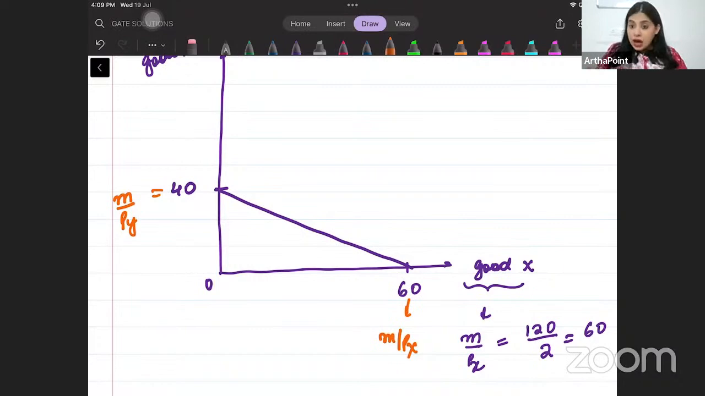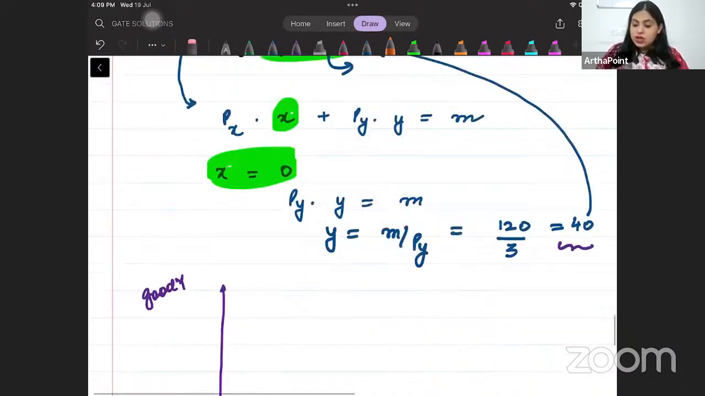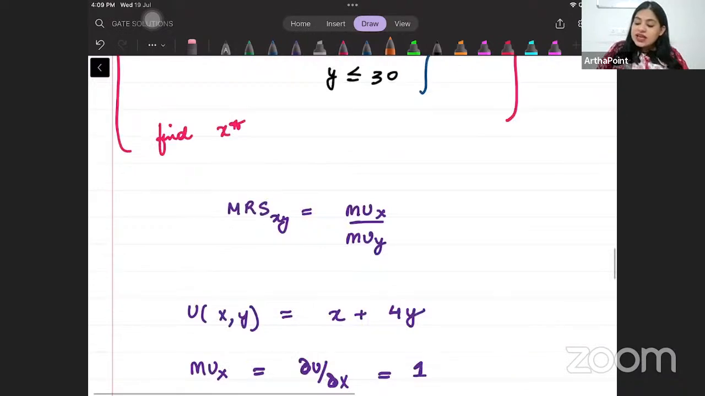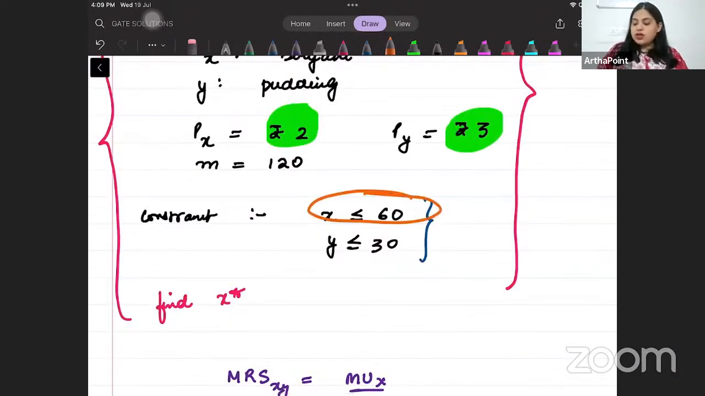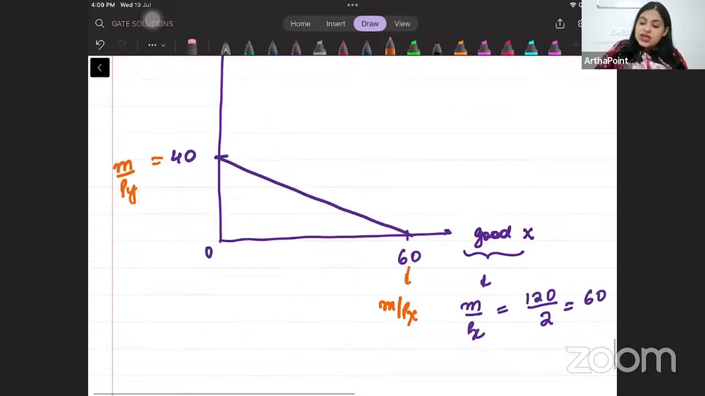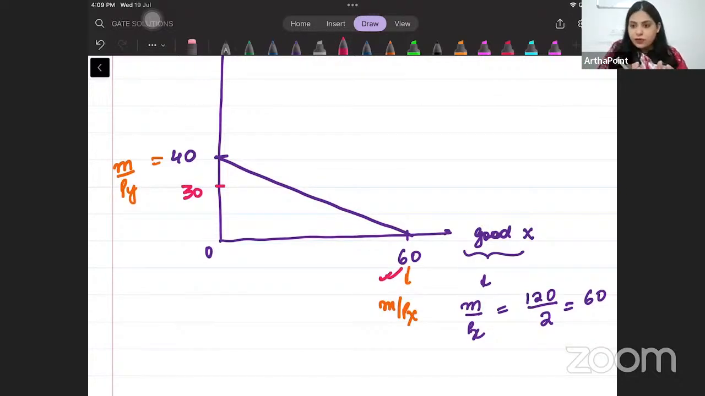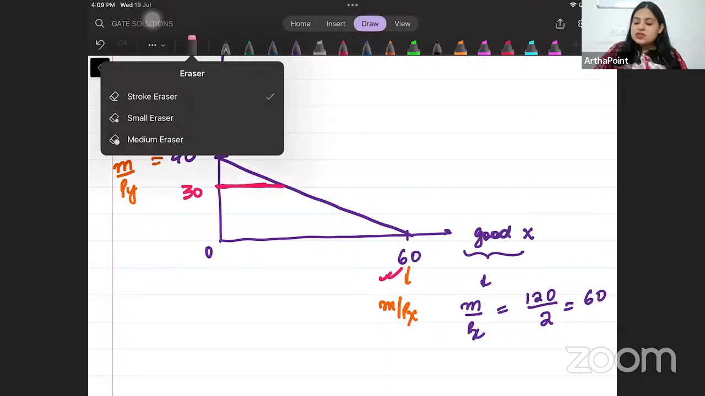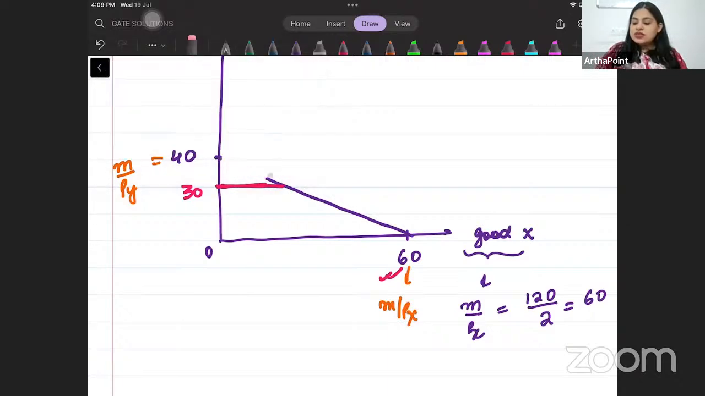Okay. Now, they have given a constraint that X cannot exceed 60, and Y cannot exceed 30. So I have to consider these additional constraints. X at 60 is anyway not a problem, I can't consume more than that, I don't have money for it. But Y cannot exceed 30. So my budget line now will be only this. This is my budget line. Please understand.